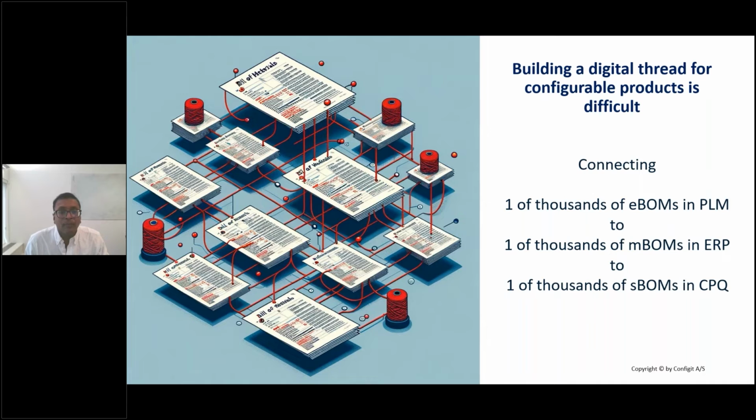But we feel that all this information can be stored in the digital configuration thread using Configuration Lifecycle Management. All of the options chosen by the customer are captured in the digital configuration thread over the lifetime of that product's configuration. And this provides a fantastic starting point for building the digital thread as a whole.